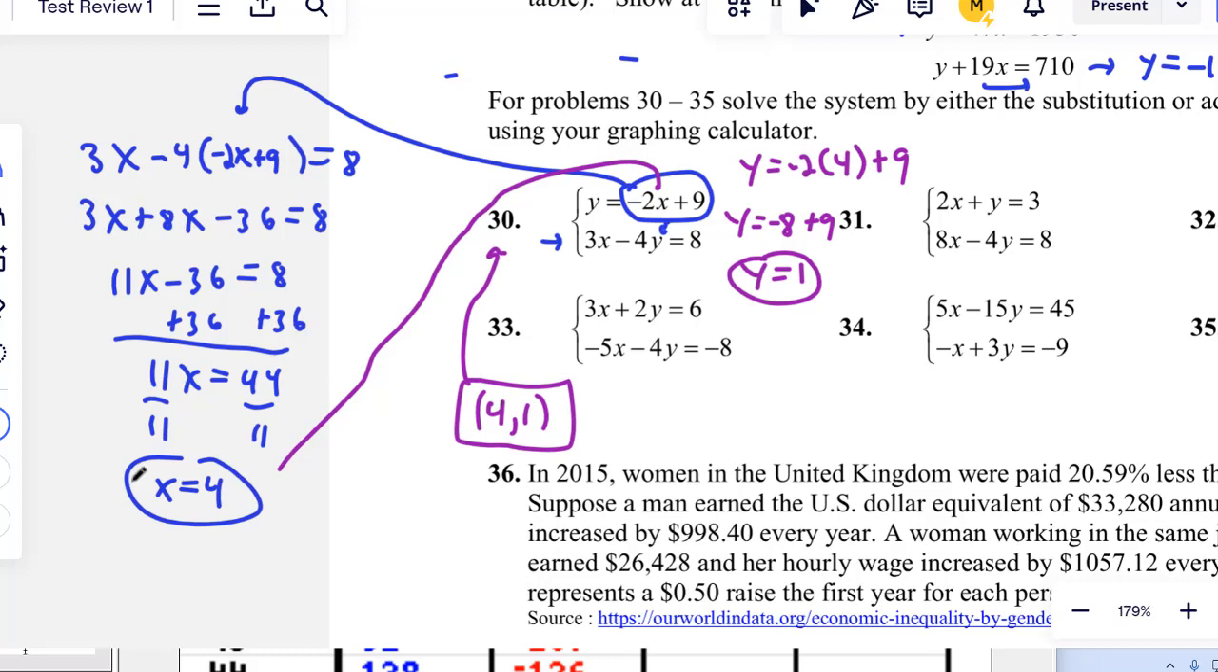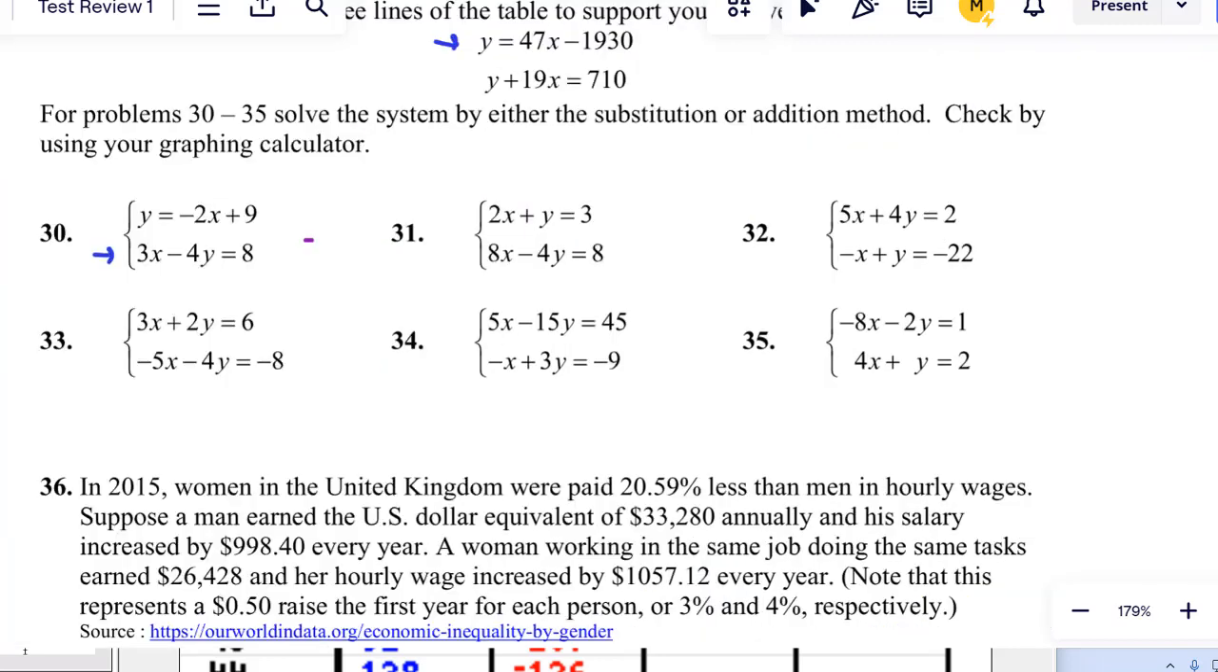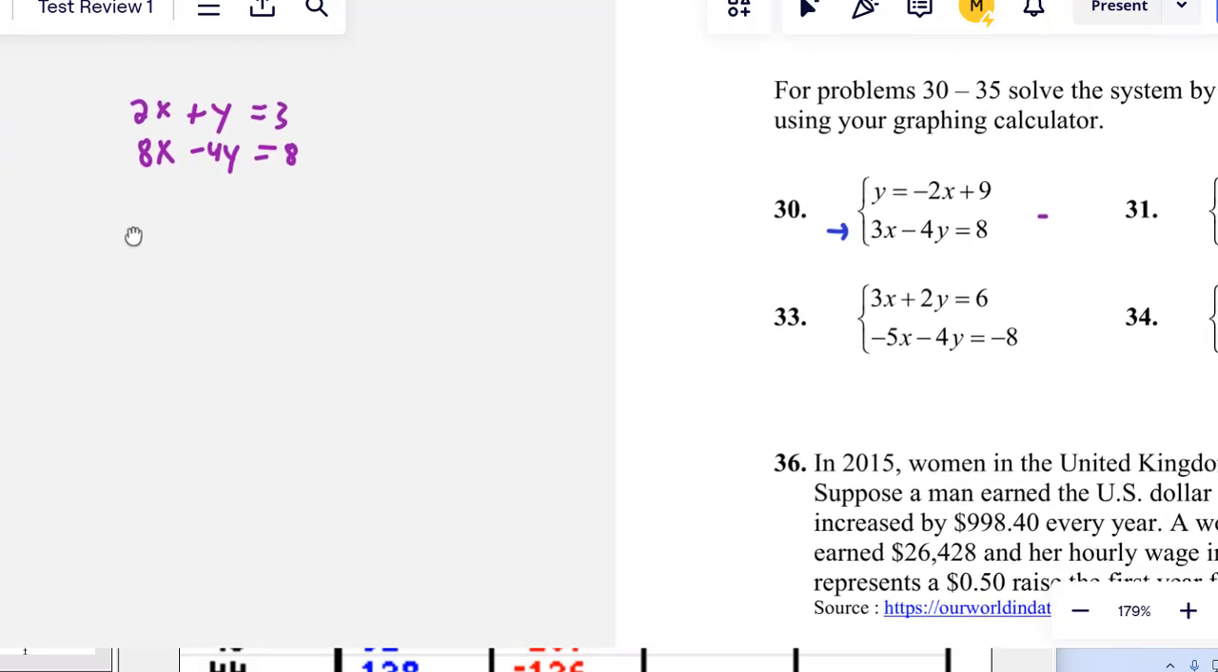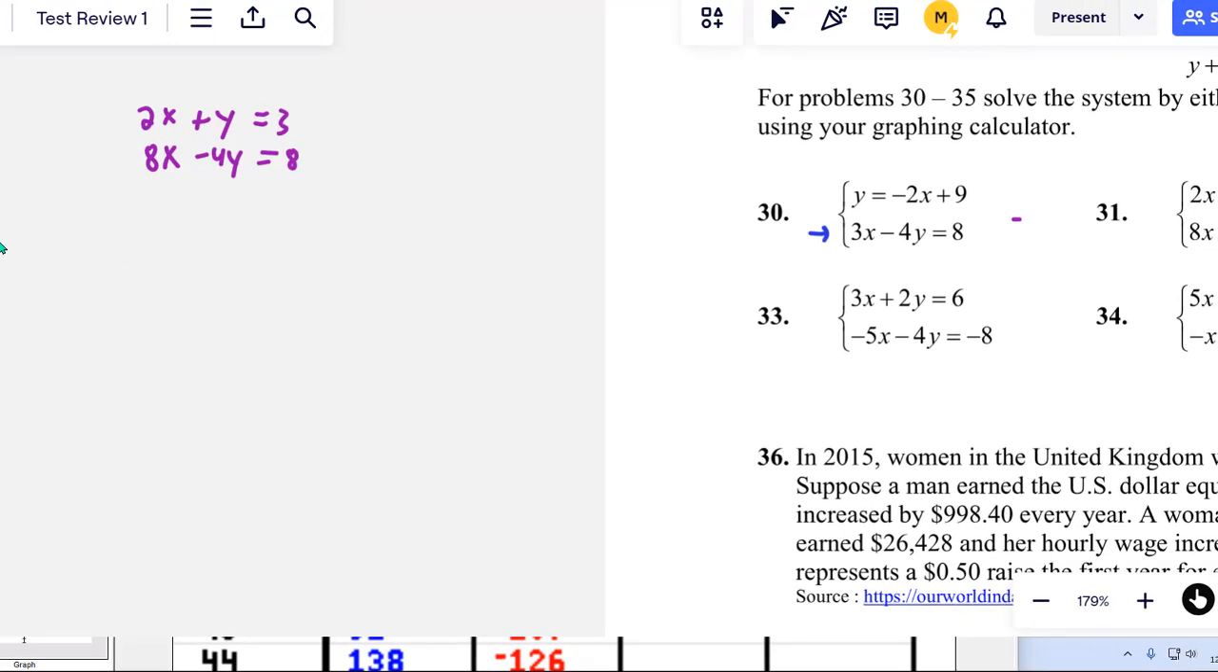So I'm going to leave this up. I want to erase this, and I'm going to do number 31. So I'll just leave this up for a moment. Okay, let's do number 31. So I'm going to rewrite 31 over here, just so we have more room to work. Now, the last problem I used substitution. For this problem, I'm going to use the elimination method.